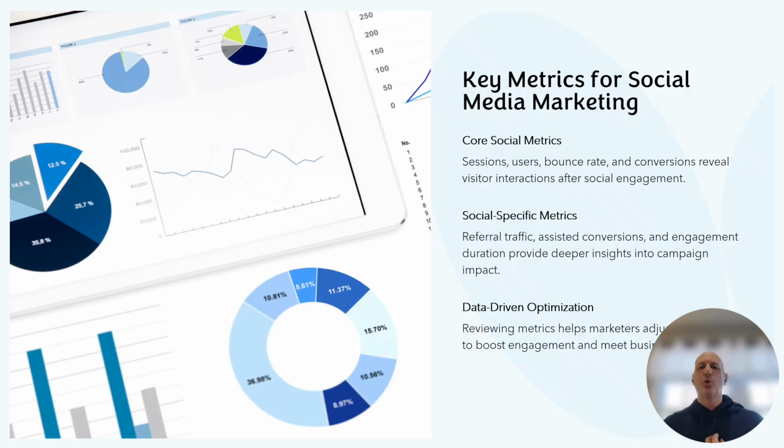So I think some core metrics for social media marketing are the usuals, right? Sessions, how many times do they come? How long do they stay? Bounce rate, how many users are coming? How many people become browsers into users? Conversions. It really tells you how they're coming in and what they're doing.